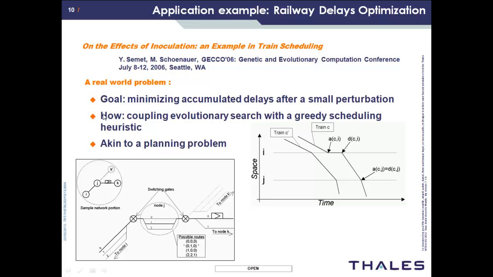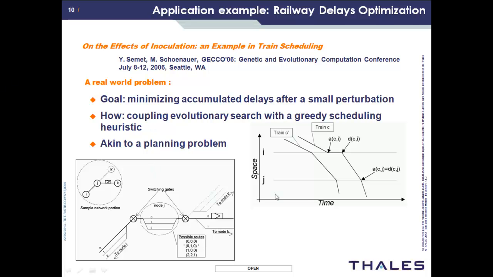How the problem was solved using a genetic evolutionary algorithm was by coupling evolutionary search in the space of permutations and greedy scheduling heuristics. What this means is that we reconstructed the schedule after the perturbation by removing all the trains and inserting them back one after the other.